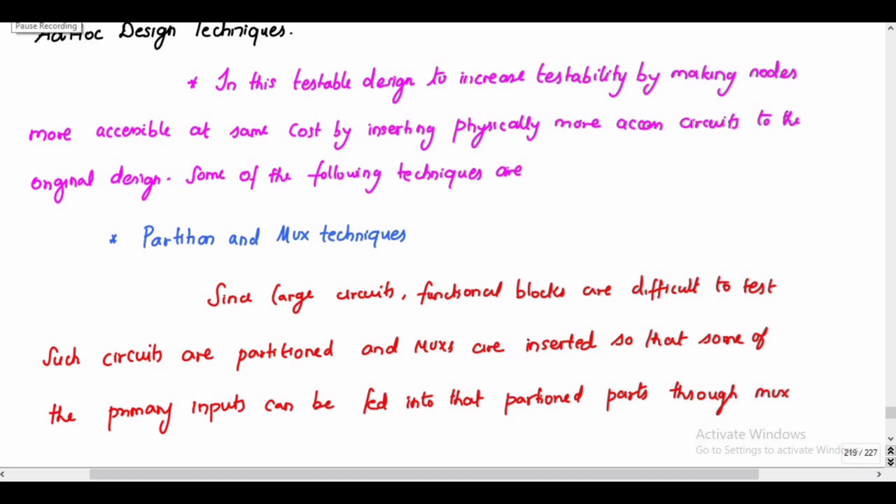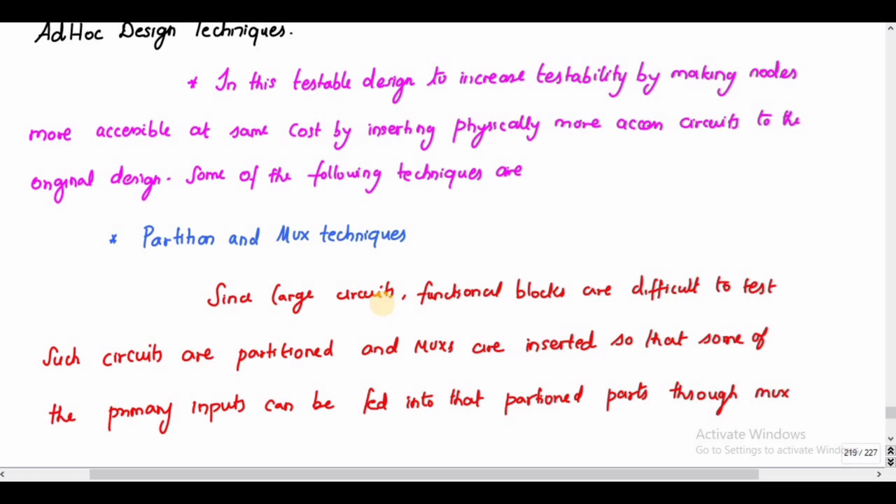In this video, we are going to discuss the ad hoc testable design technique. In this technique, the aim is to increase the testability by making nodes more accessible at the same cost, by inserting a physically more accessible circuit into the original design. That is, we are going to break the large circuit into sub-circuits. Some of the techniques are, first, the partition and mux technique.